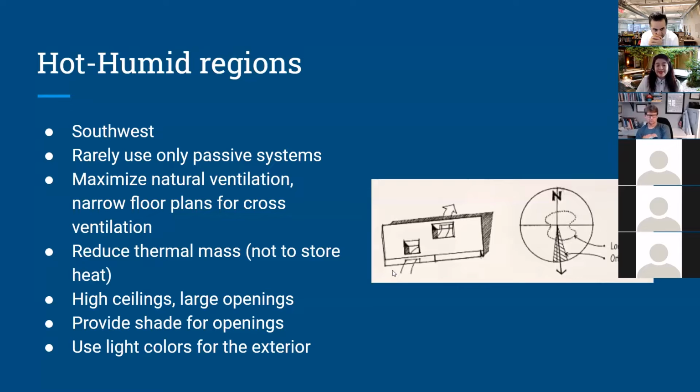Reduce the thermal mass or not use it. Thermal mass are all those materials that absorb heat during the day and release it during the night. In this case, it is always hot and humid. We don't want any materials that absorb heat, right? Because it's going to make the people in the building really hot. High ceilings are better. Large openings are better, because they promote wind and circulation of the wind. Provide shade for the openings, and use light colors for the exterior, because light colors reflect the light of the sun and the heat.